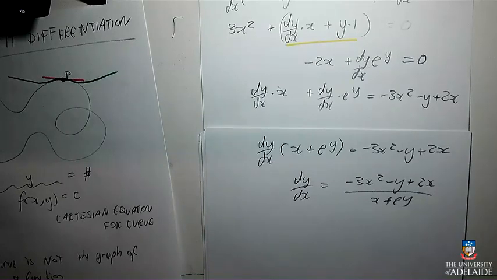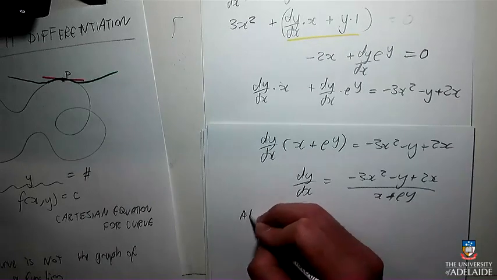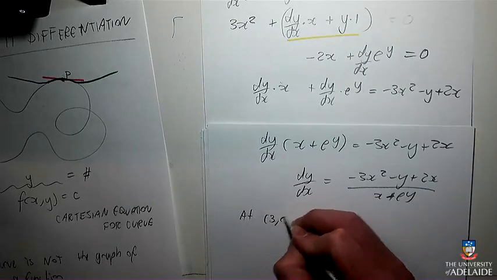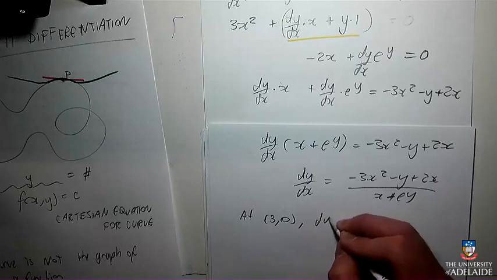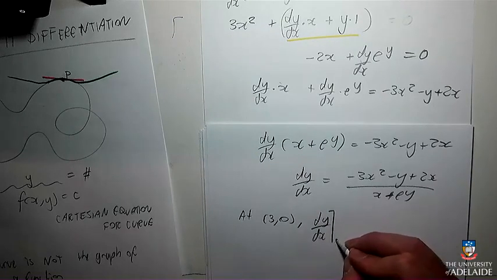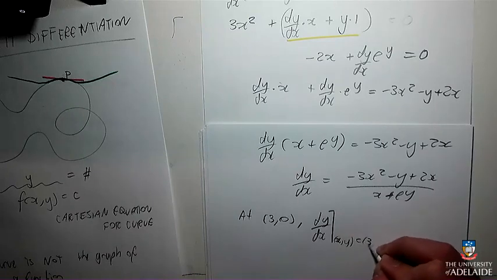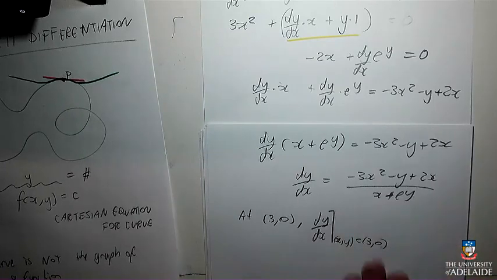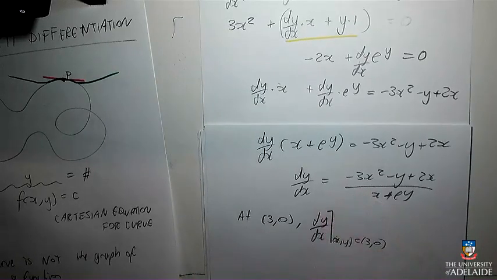So I can just sub it in now. So at 3, 0. Technically, you should write this little evaluation bar thingy here, but you're allowed to skip that bit if you don't want it. But this says dy and dx evaluated at the point where x, y is 3, 0.